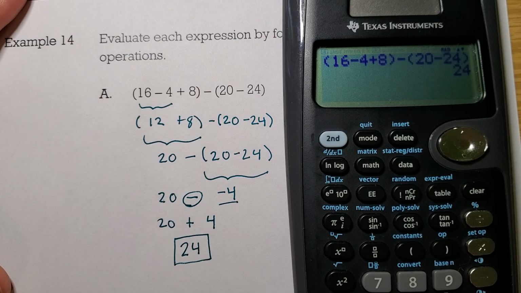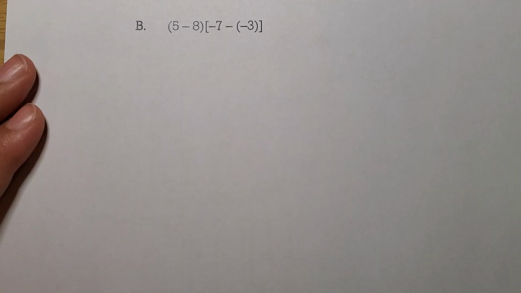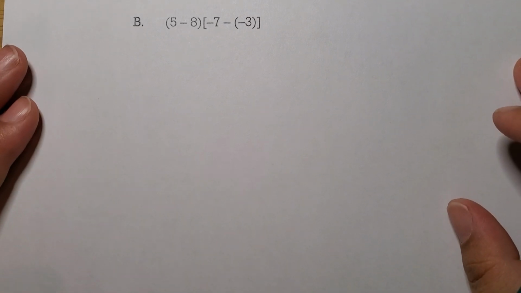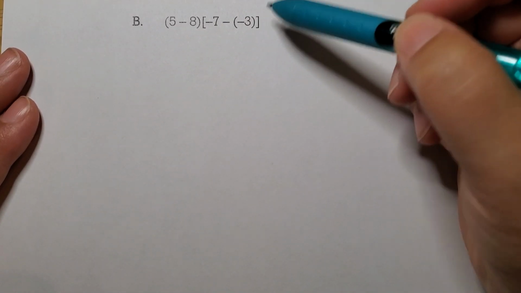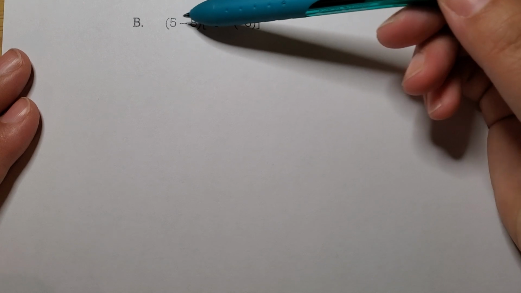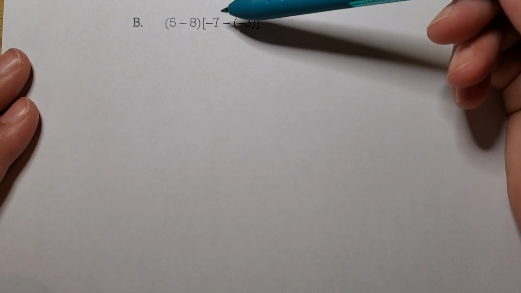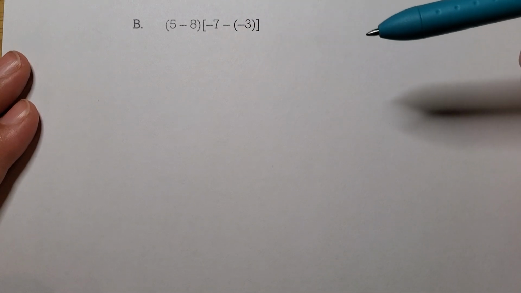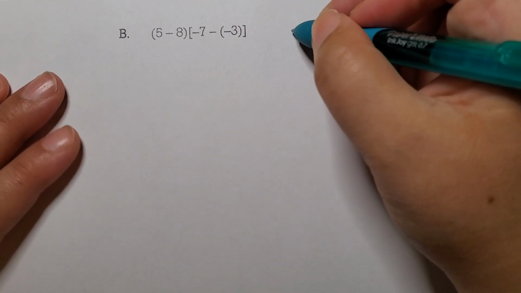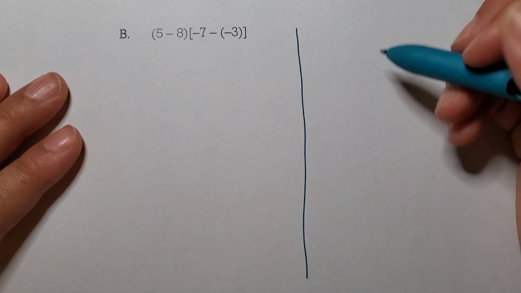All right. Let's do 2 more examples that are pretty straightforward, and then I have 2 weird examples that we'll do afterwards. So for example B, we've got in parentheses 5 minus 8, and then in square brackets, -7 minus -3. Oof, I can tell I'm going to need some scrap paper for this. I'm going to draw a line off to the side.